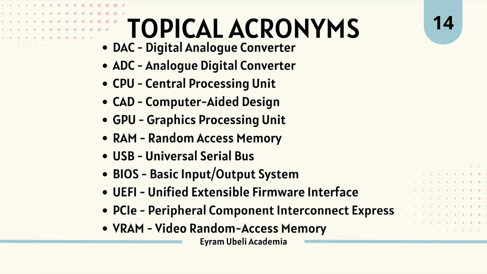Okay, so we are done with the lesson. Let's look at some typical acronyms. We have DAC, which means digital analog converter. We have ADC, which means analog digital converter. We have the CPU, which means Central Processing Unit, CAD, which means Computer Aided Design, GPU, which means Graphics Processing Unit, RAM, which means Random Access Memory, USB for Universal Serial Bus, BIOS for Basic Input Output System, UEFI for Unified Extensible Firmware Interface, PCIe for Peripheral Component Interconnect Express, and VRAM for Video Random Access Memory.